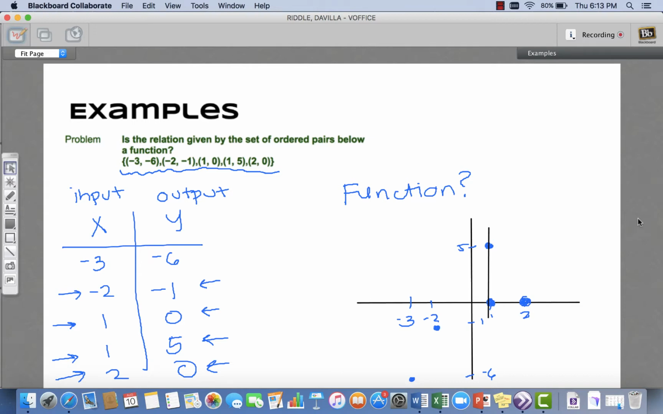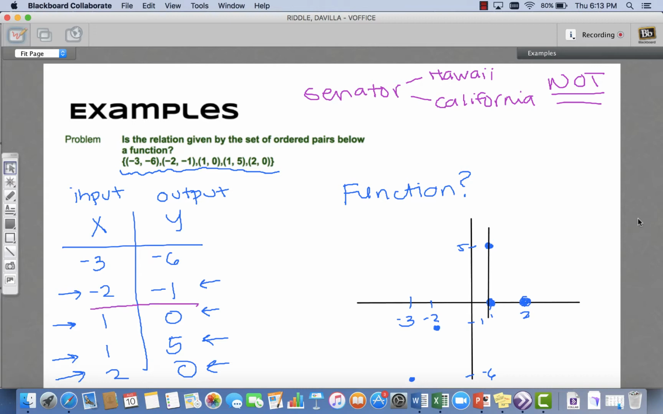Do you remember the example that we had earlier with the senators? Being a senator for Hawaii and being a senator for California, right? And we said that this was not a function because it's counting for two outputs. Similar for this guy right here, they have the same input, which is 1, but they have different outputs, which is 0 or 5. So that's the reason why this would not be a function. Does that make sense so far?